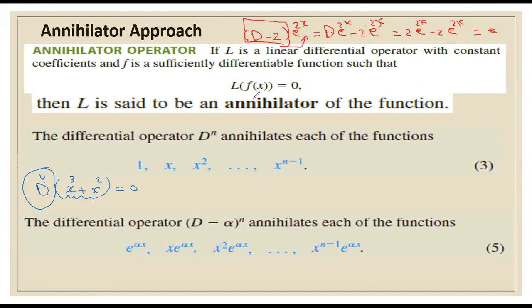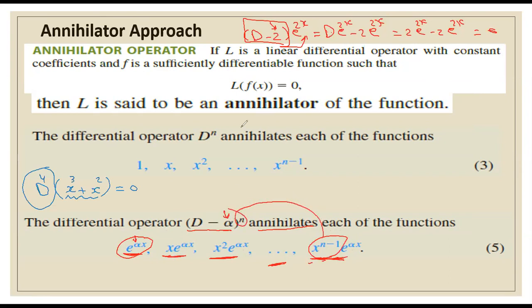Look at the following rule. Now I have D minus alpha to the power n as the annihilator for those functions. Notice that if you have alpha in the exponential, you write alpha here, similar to what David said. Now, if you multiply the exponential by x or x squared and so on up to x to the power n minus 1, you have to take the power n here.